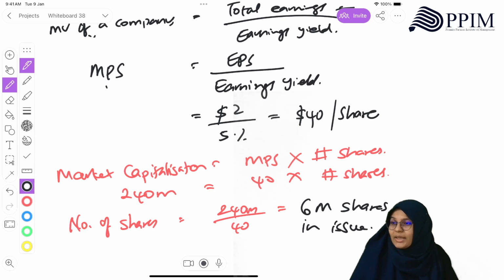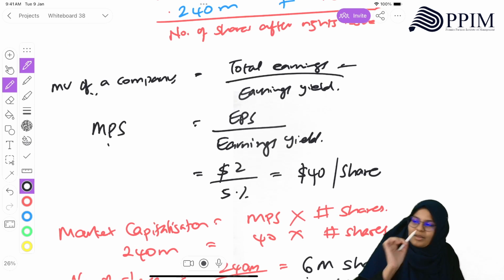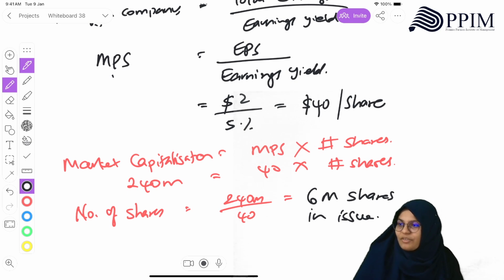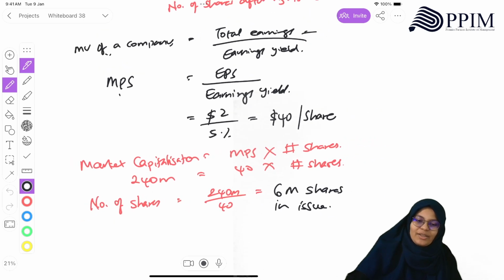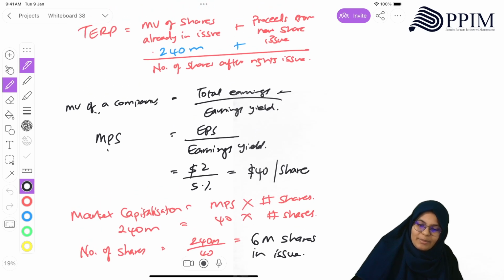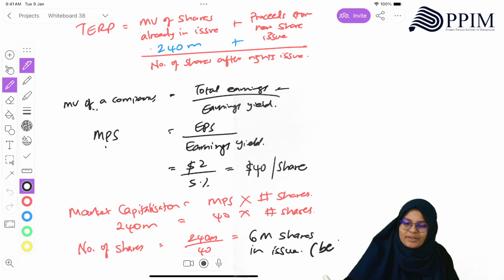Okay, so this is without thinking about any of the rights. The only thing I did here was I got the market price of a share using the market capitalization and the market price per share. I got the number of shares in issue. Okay, so now I have to decide what is happening with regard to the rights. So take this down first and then I will show you what happens with the rights. Issue, this is before rights, okay?